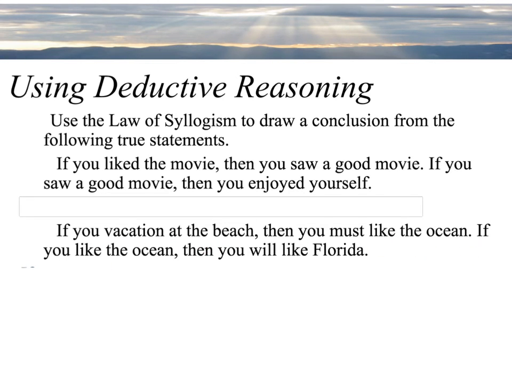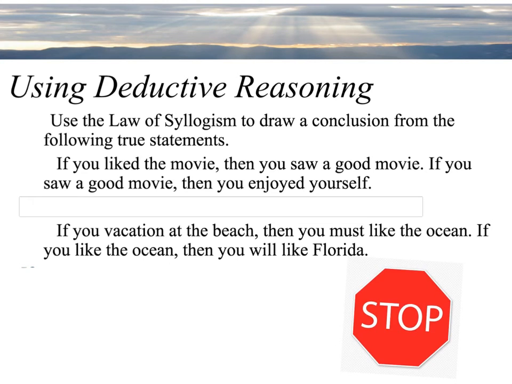And the second example is, if you vacation at the beach, then you must like the ocean. If you like the ocean, then you'll like Florida. So we're going to assume that it's true that you vacation at the beach. So what is the most final thing you can conclude? What must be true about that? Go ahead and stop the video. Jot these down in your notes. Try it and then restart, and we'll go over the answer.